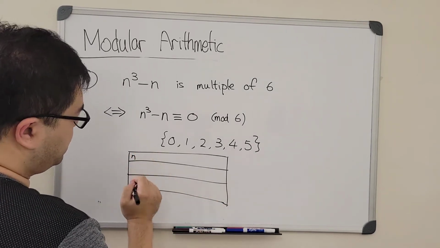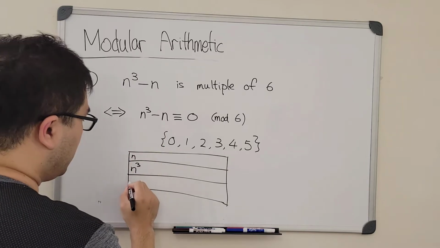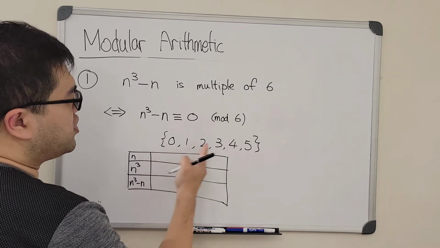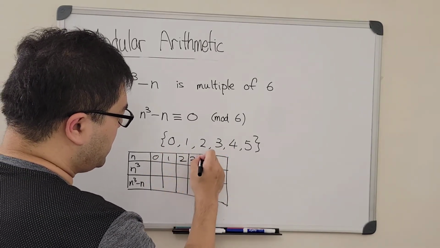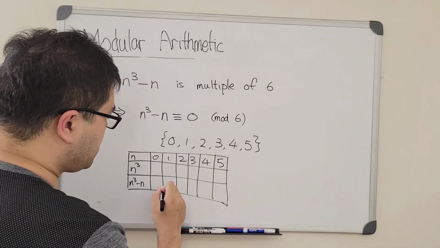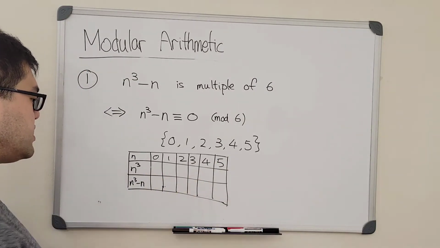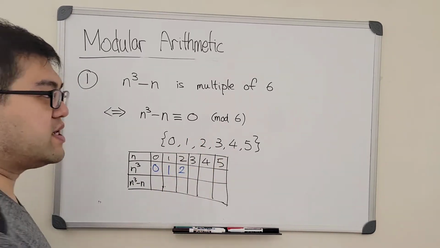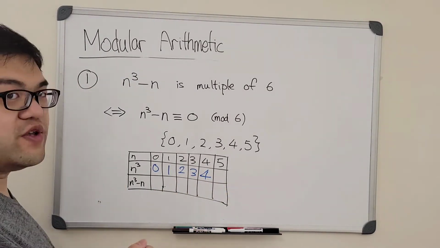We have the first term is n, and then in this expression we also have n cubed. So now we can combine them into n cubed minus n for the last row. Then of course we need to check all the possible cases: 0, 1, 2, 3, 4, and 5. Then we just need to fill in the values for each grid. We get 0 cubed is 0, of course. 1 cubed is 1. 2 cubed is 8, which is reduced down to 2, remainder 2. 3 cubed is 27, divided by 6 is 4 remainder 3. 4 cubed is 64, divided by 6, we have 4. And 5 cubed is 125, divided by 6, we have 5.